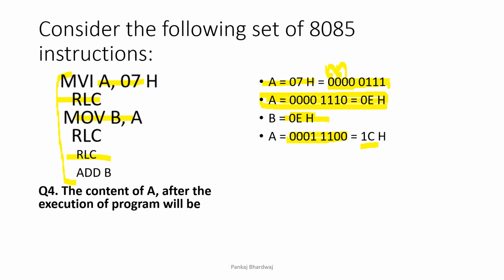Again in the next instruction it will be rotated 1 bit left. So this 1 comes here, and this will become 0 0 1 1 and 1 0 0 0, that is 38 in hexadecimal number. Now we need to add this accumulated data with the data present in the register B.